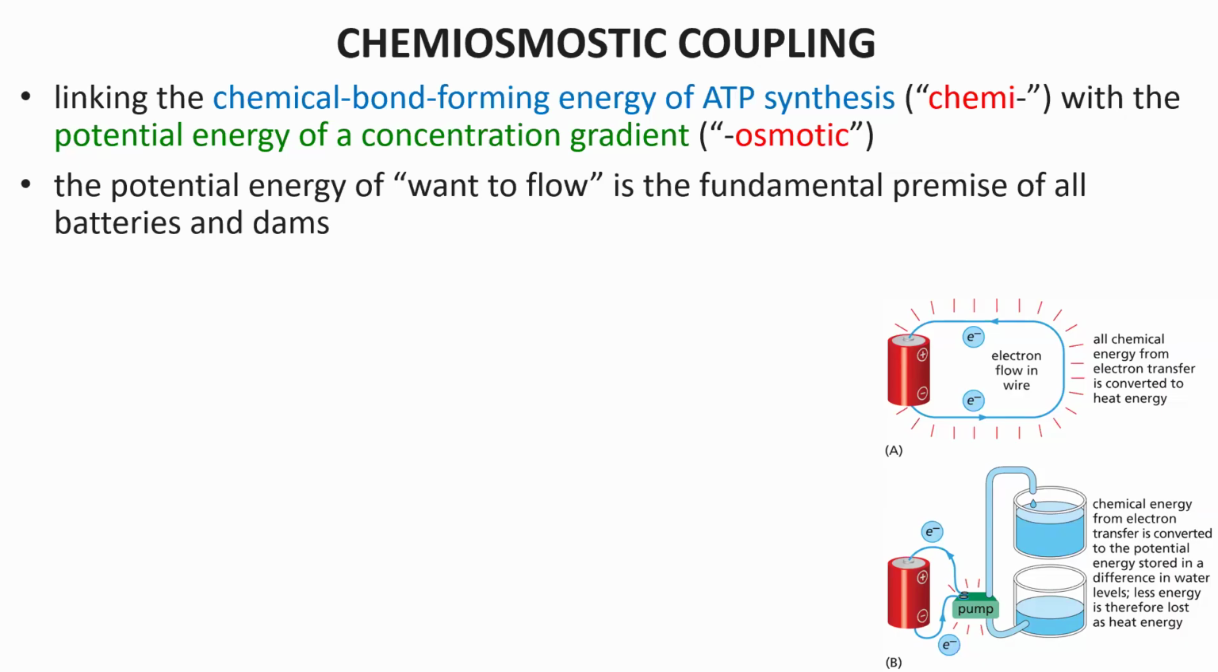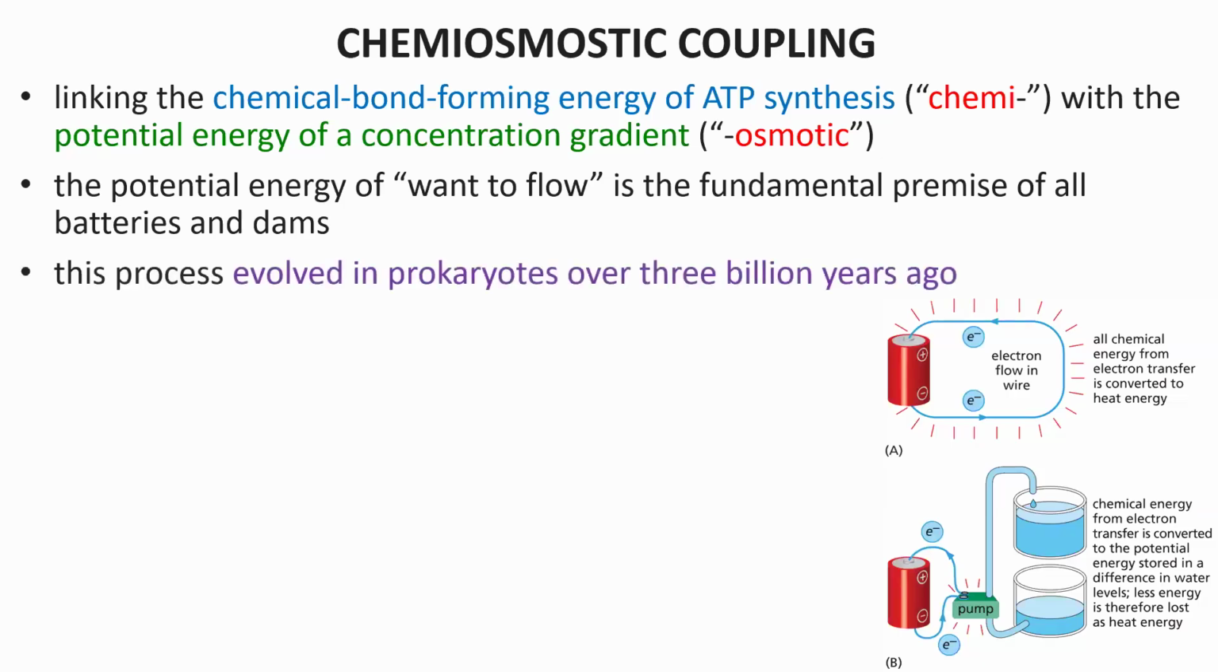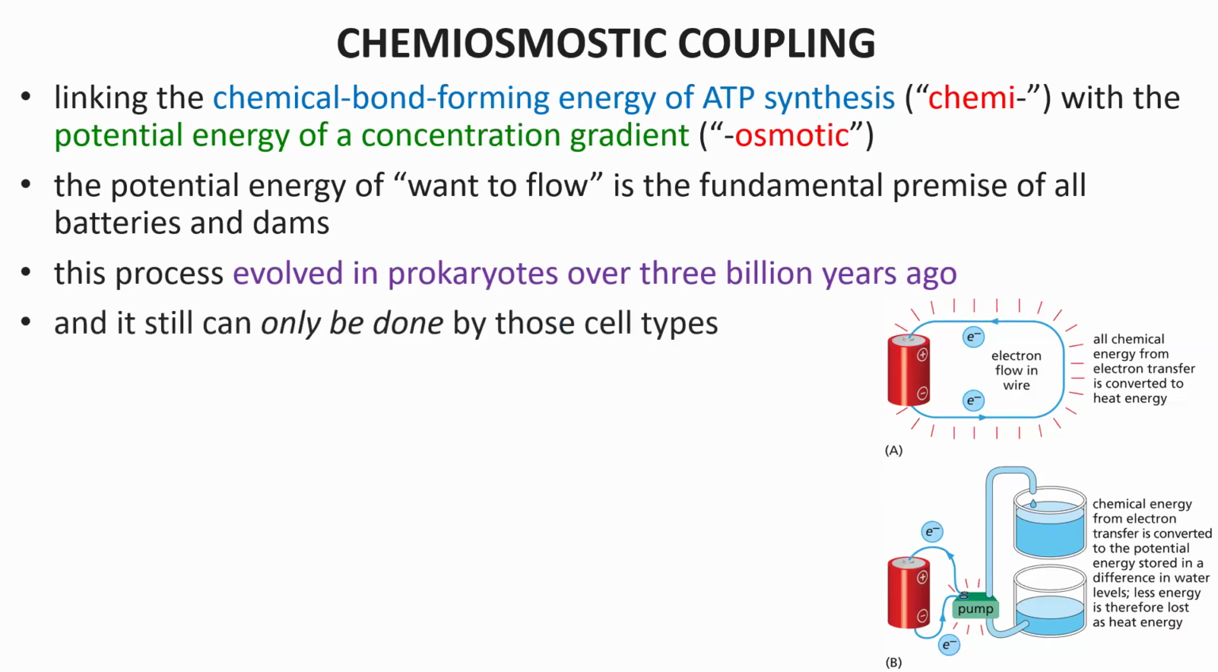And the same principle is happening here. We're going to create a proton gradient. We're going to create wanted flow energy, potential energy of wanted flow, and we can tap into that energy and turn it into kinetic energy once those protons are allowed to flow. This incredible process of taking the energy from glucose, stealing it through oxidation reactions, using it to pump protons, and then harvesting that proton potential energy to create ATP, evolved in prokaryotes over 3 billion, billion with a B, billion years ago, and still even today, it's only prokaryotes that can pull this off.